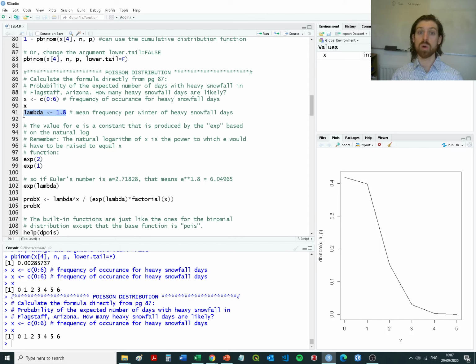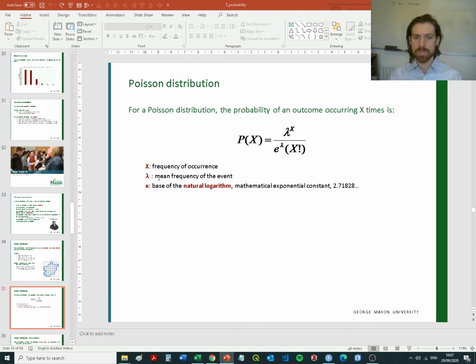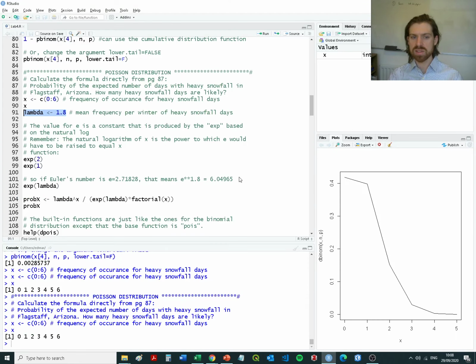When you look at the historical record, on average the mean value for the number of heavy snowfall days is about 1.8, when you look at the long time series records. This is the value of lambda that we're interested in here, the mean frequency of the event, and it can be thought of in terms of future probability.